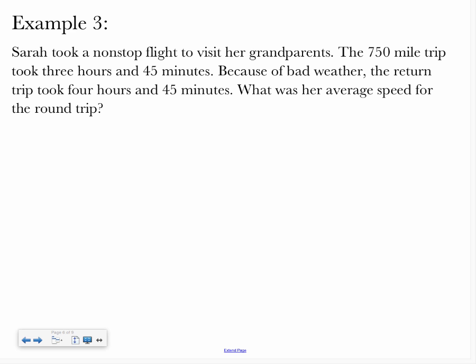Example 3. Sarah took a nonstop flight to visit her grandparents. The 750-mile trip took 3 hours and 45 minutes. Because of bad weather, the return trip took 4 hours and 45 minutes. What was her average speed for the round trip?